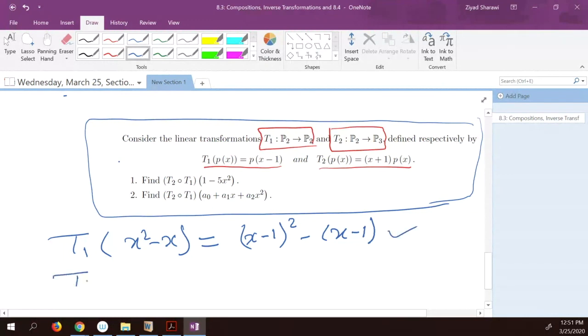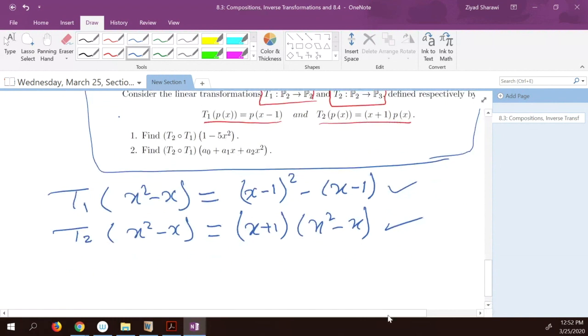So now you got it. What about T2 of x squared minus x? Any of you like to answer this? Or because it's easy, I'm going to answer. Okay, this is x plus 1 multiplied by x squared minus x. Okay, so now we understand the job of T1, we understand the job of T2. The question is, what about the composition? T2 composite T1 of 1 minus 5x squared.